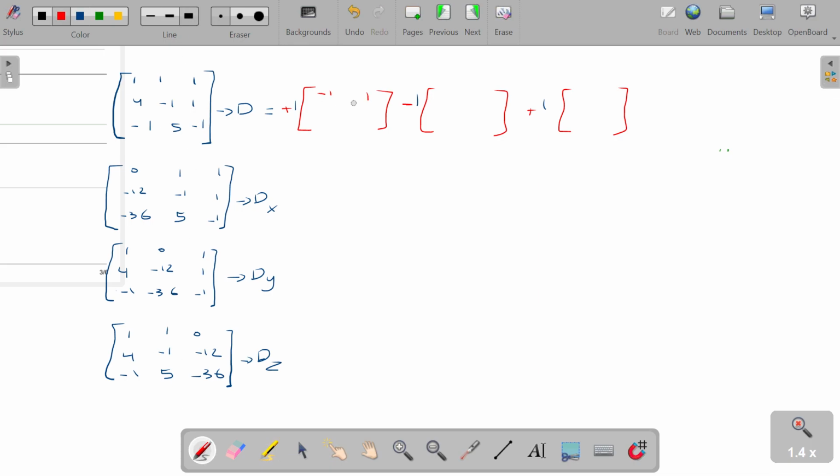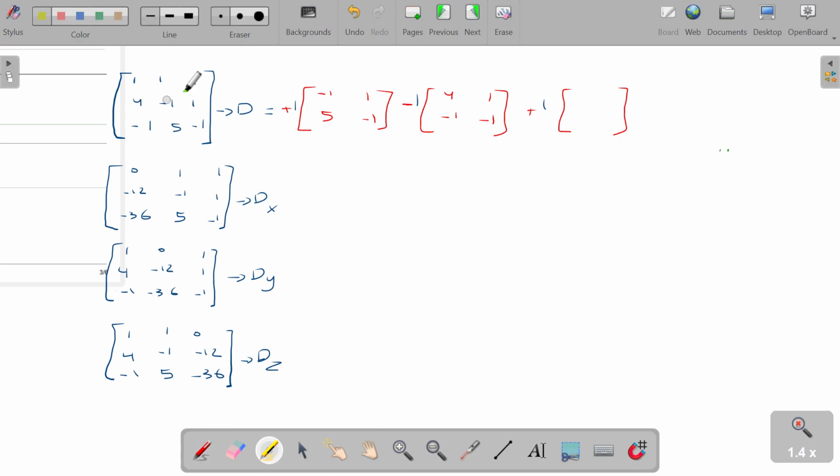-1, 1, 5, and -1. Next, I'm going to go to the second number over here. Again, I will cover the row and the column that includes this element, and I will have 4, 1, -1, and 1 left. So let's write them here: 4, 1, -1, and -1.